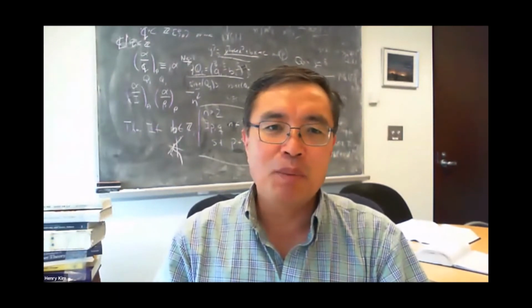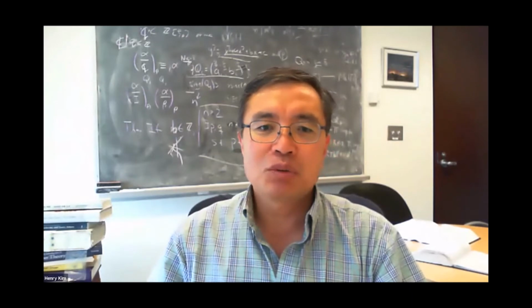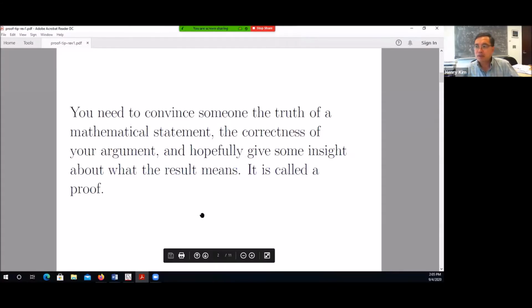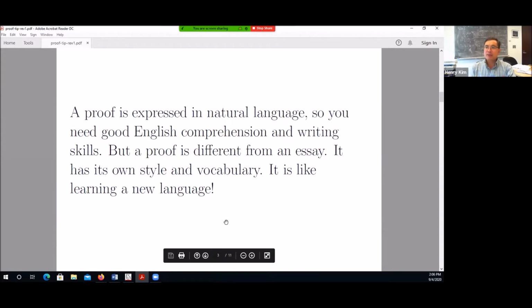Today, I would like to talk about a beginner's guide to proof. You need to convince someone of the truth of a mathematical statement, the correctness of your argument, and hopefully give some insight about what the result means. It is called a proof. A proof is expressed in natural language, so you need good English comprehension and writing skills. But a proof is different from an essay. It has its own style and vocabulary. It is like learning a new language.